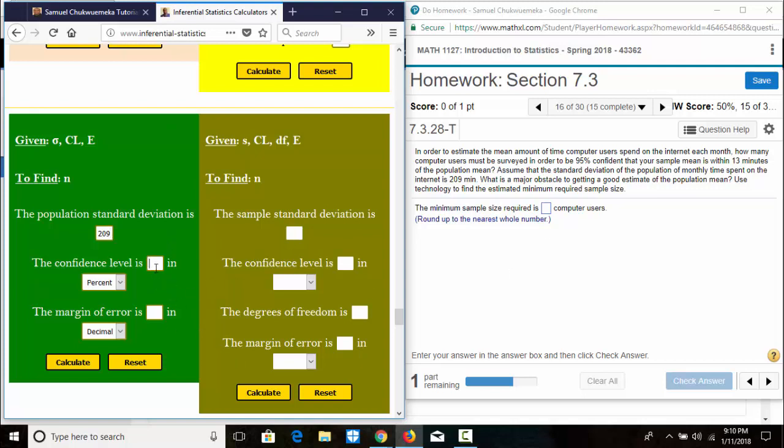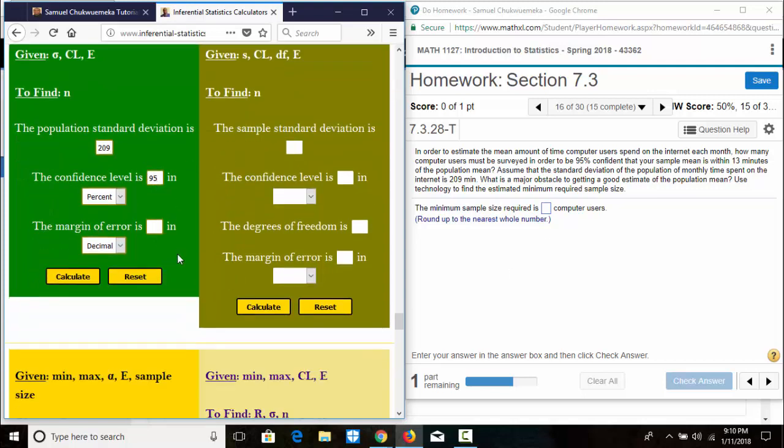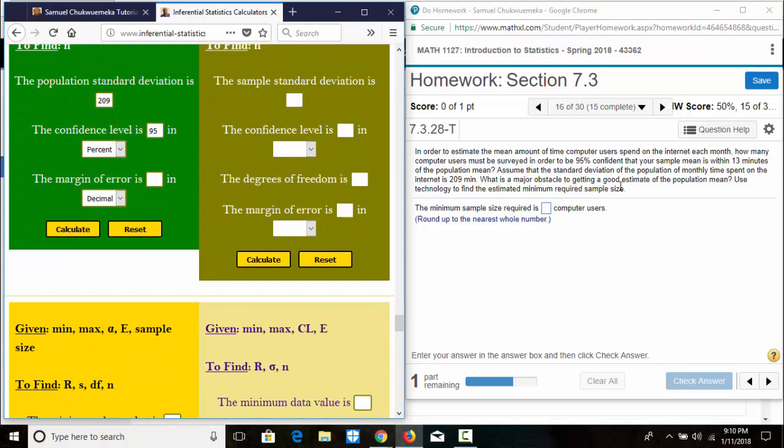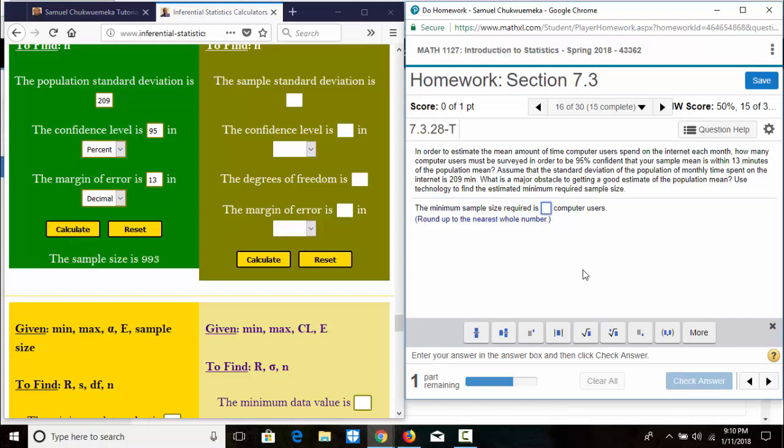You want to be 95% confident. Okay. The margin of error within 13 minutes. So put 13 and it should be in decimal. Okay. So calculate the minimum sample size. The minimum sample size you should survey would be 993 computer users.